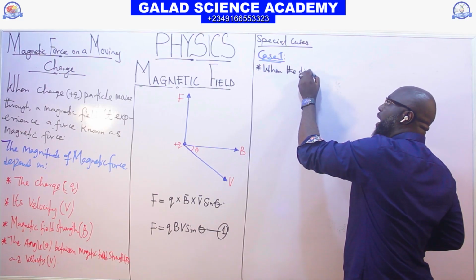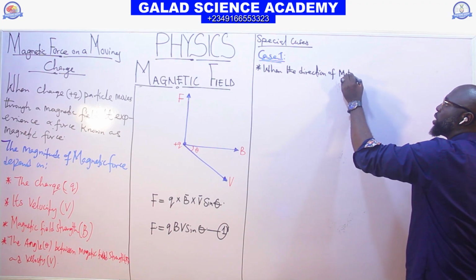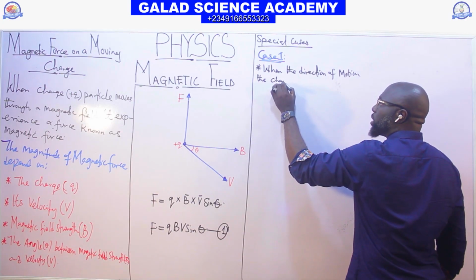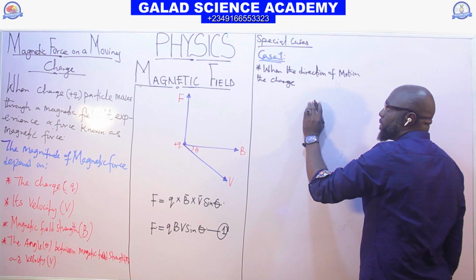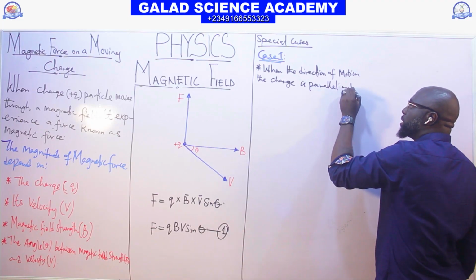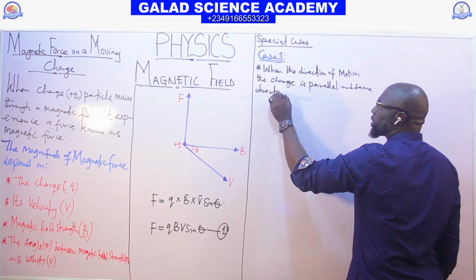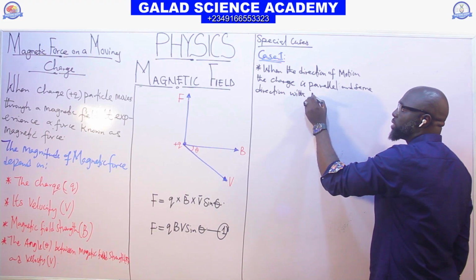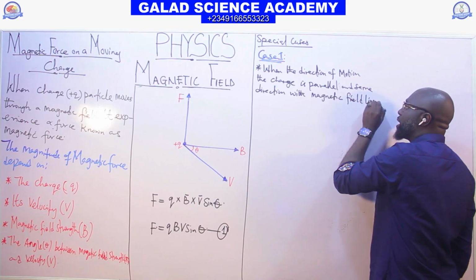Case 1: when the direction of motion of the charge is parallel and in the same direction with the magnetic field line.